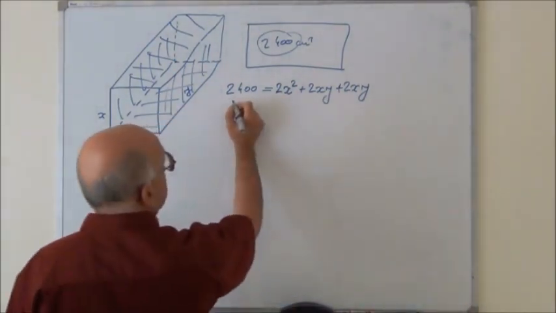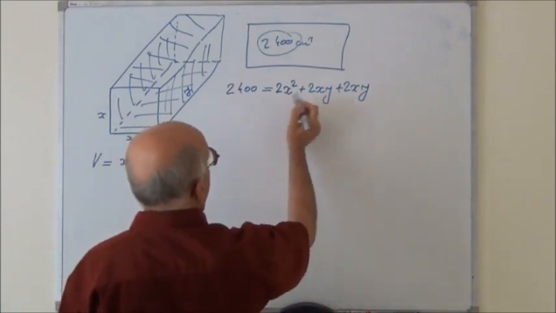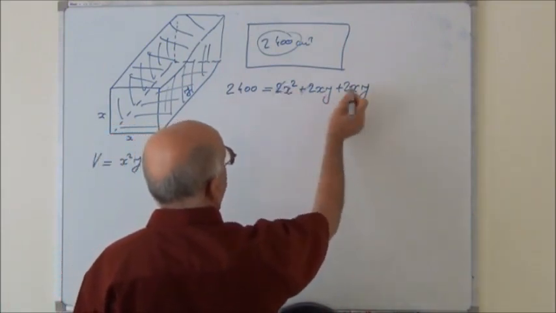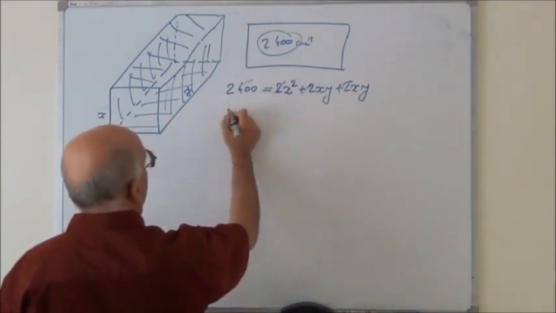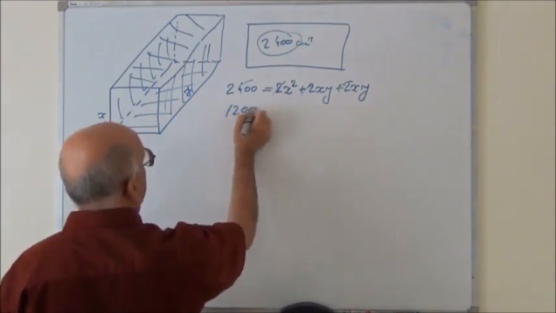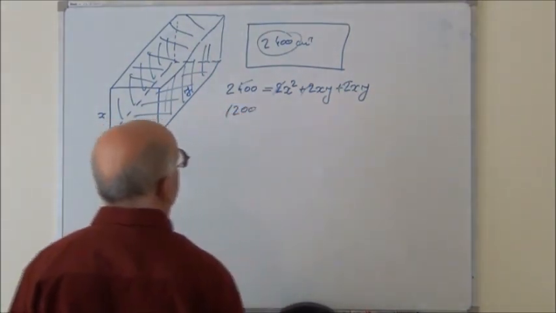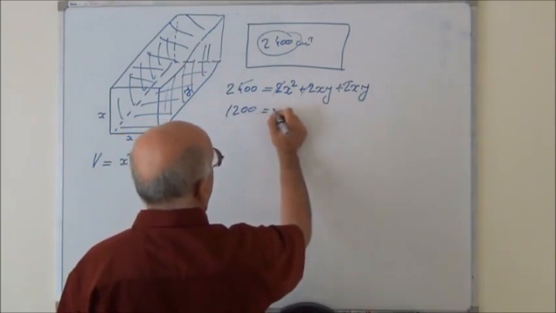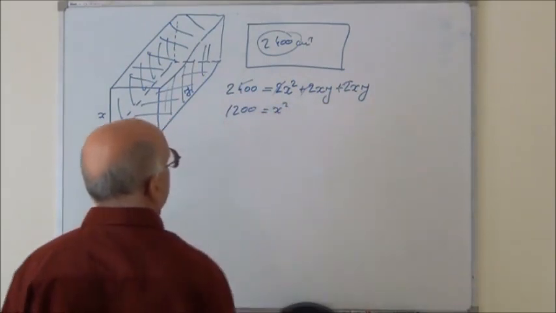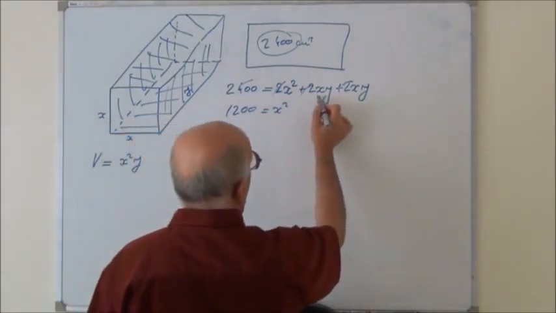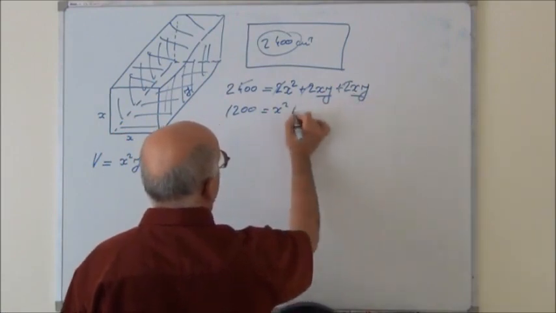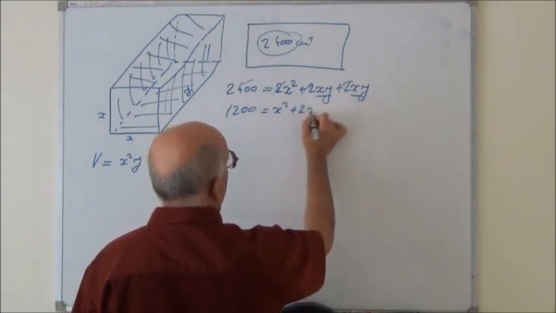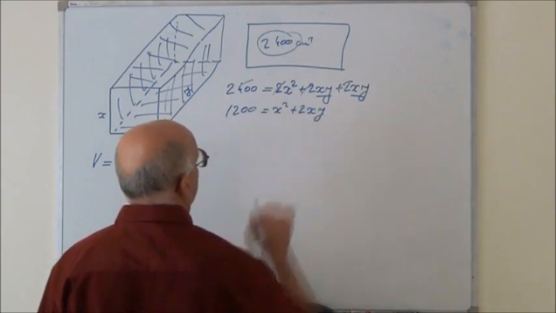We can simplify this equation a bit, so we can cancel by 2 everywhere, and here we have 1200 equal x squared plus 2xy.